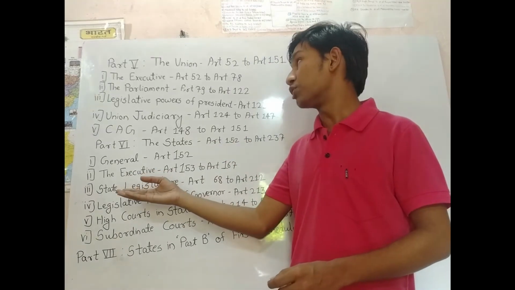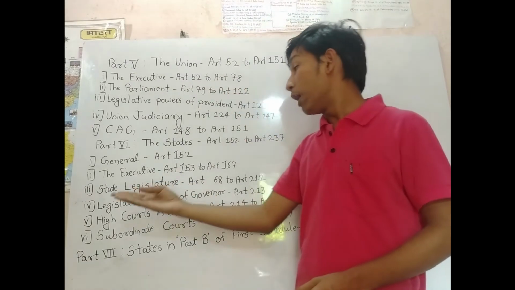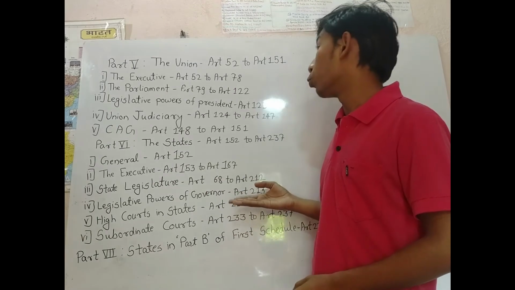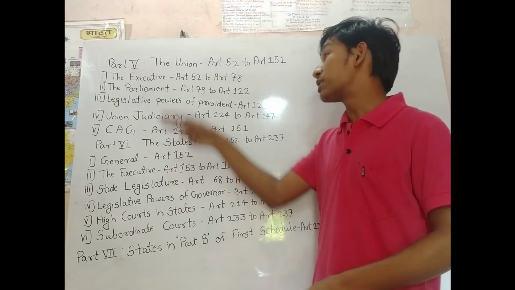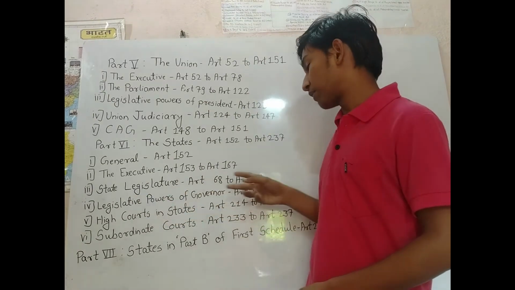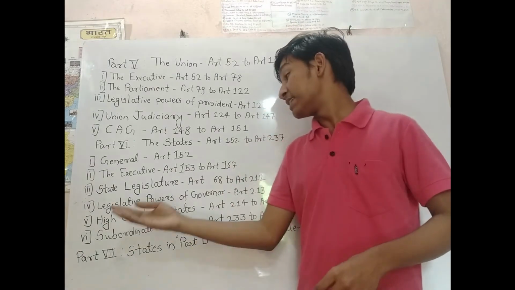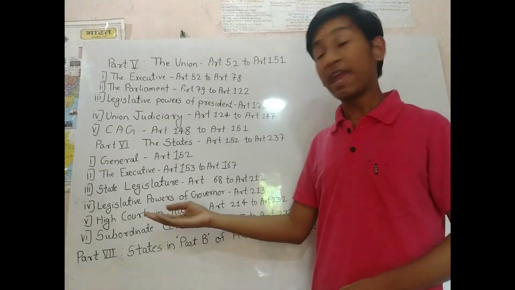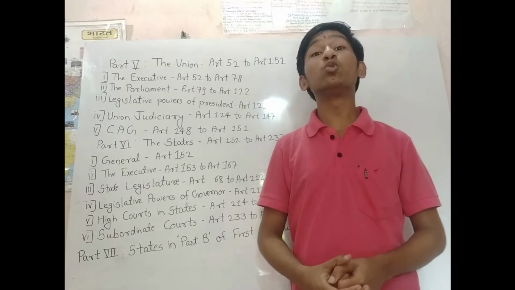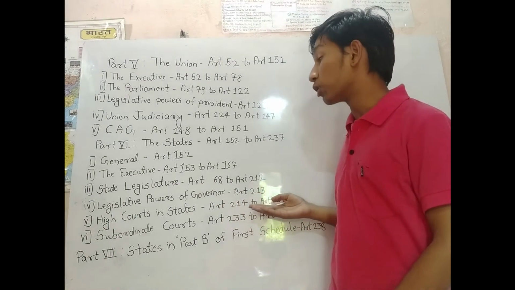That is the state legislature, while the Parliament lies from Article 79 to Article 122. Now the legislative powers of the Governor are mentioned in Article 213 of the Indian Constitution. Legislative powers of the President are in Article 123 and legislative powers of the Governor in Article 213. Next are the High Courts in the states, lying from Article 214 to Article 232. The powers given to the High Court are mentioned in Article 214 to Article 232.